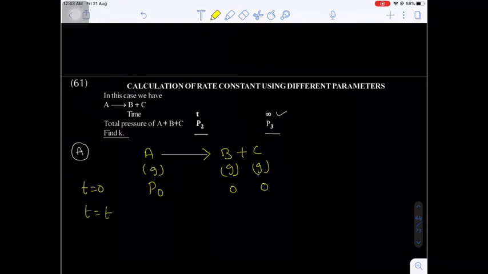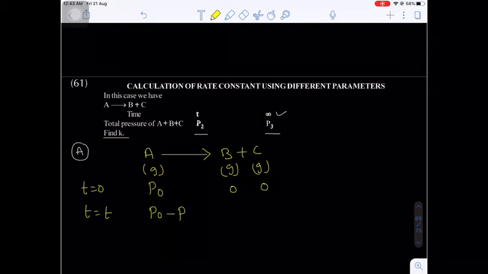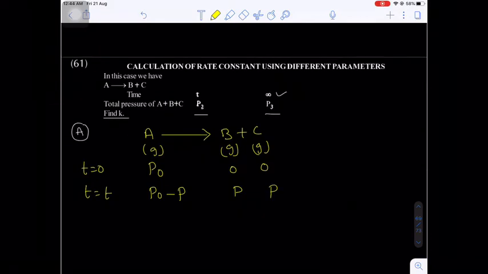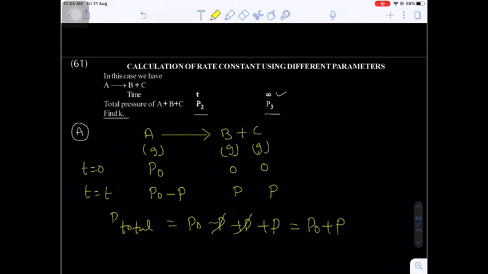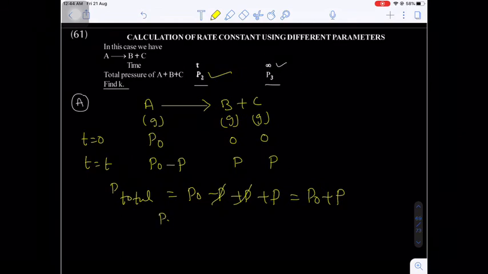At a certain time interval T, let's suppose out of P0, P atm of the reactant decomposes, and according to this, P atm of B and C will be formed respectively, because the stoichiometry is 1:1:1. Now what is the total pressure at time T? P0 minus P plus P plus P, so the total pressure is P0 plus P. At time T, the total pressure of A, B, C is given as P2. So P2 is equal to P0 plus P.